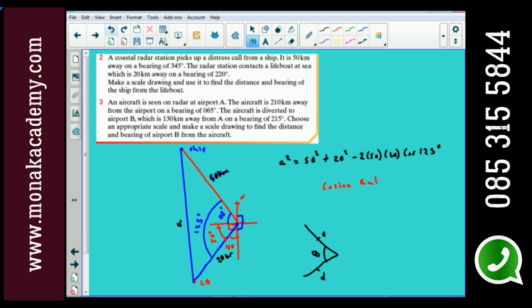What if we were given side A but we didn't have 50 kilometers? Then cosine rule was not going to work. And what rule would work there? Then we would try to use sine rule if there is another side. Yeah, I have the sine rule. Yes. Okay.